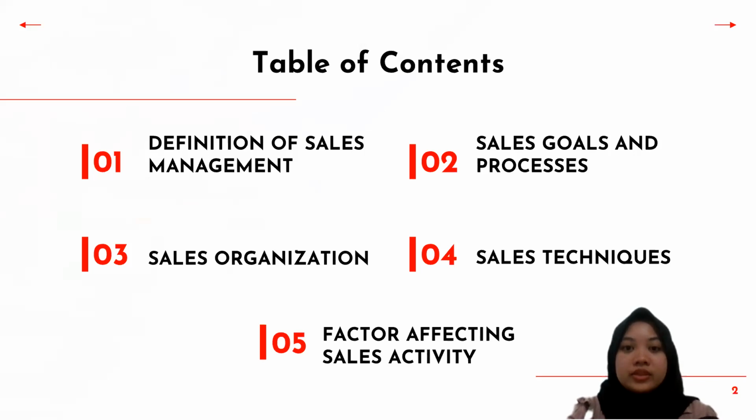There is the table of contents. The first is definition of sales management. The second is sales goals and processes. The third is sales organization. The next is sales techniques, and the last is factors affecting sales activity.